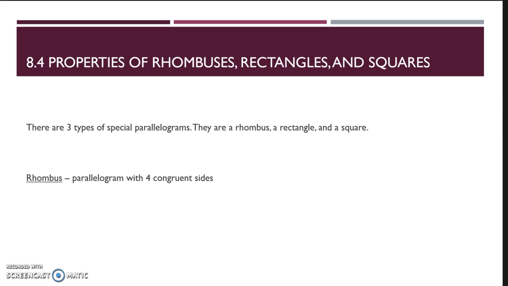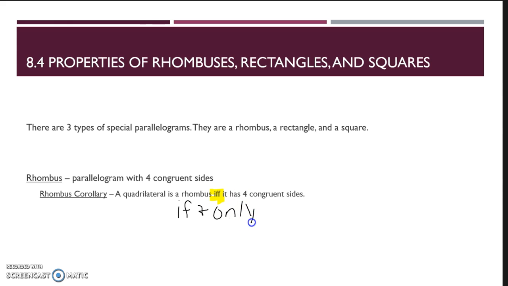First we're going to focus on the rhombus, and a rhombus is a parallelogram that has four congruent sides. Your rhombus corollary tells you that a quadrilateral is a rhombus IFF. We haven't talked about this phrase in a while, but it stands for if and only if. If you remember, we did that way back in chapter 2. If you aren't going to remember that IFF stands for that, just write out if and only if. A quadrilateral is a rhombus if and only if it has four congruent sides.